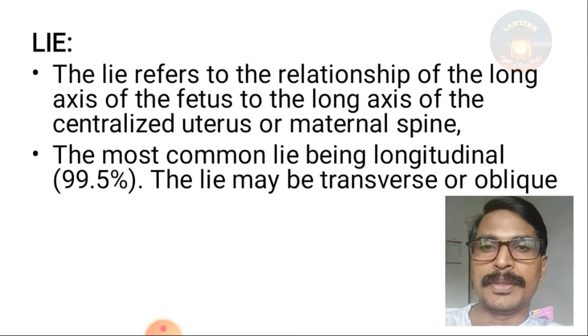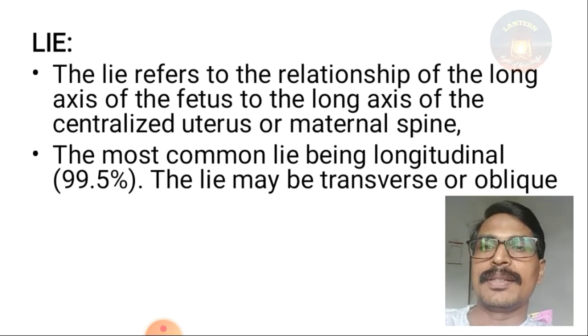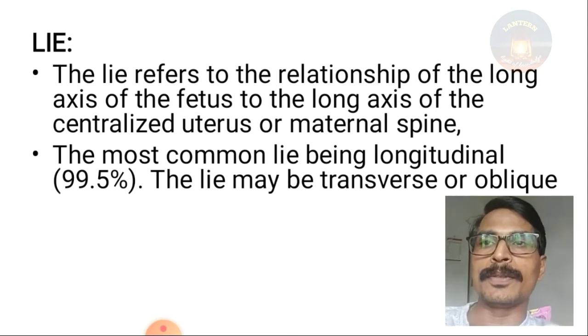Now we are going to discuss some of the terminologies related to the fetus lying in the uterus. First one is lie. The lie refers to the relationship of the long axis of the fetus to the long axis of the centralized uterus or maternal spine.